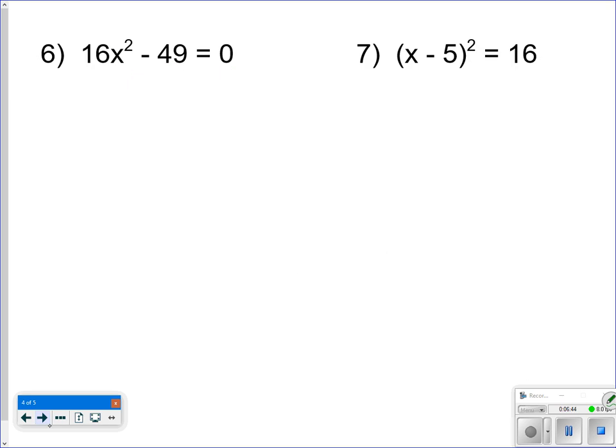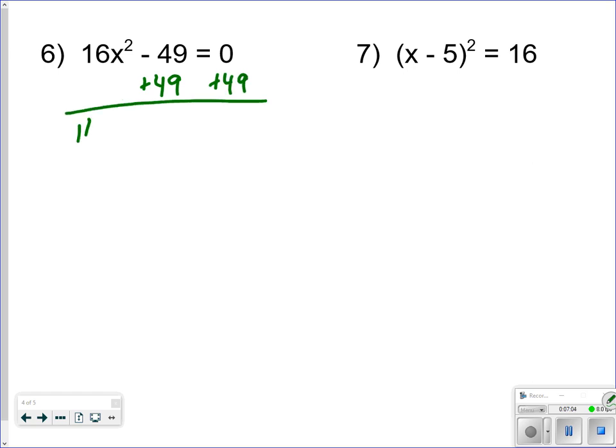All right, we're just going to do a couple more here. I think 3 more. Show you how a couple others might be set up when you're trying to solve. All right, so on this first one, the x squared is not by itself, so the first thing we have to do, remember, is move this 49. Drop down your 16x squared equals 49.